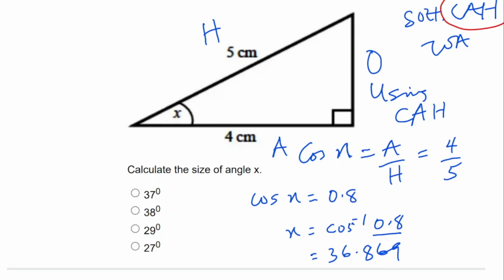So 36.869. But if you look at the answers we have here, we don't have 36.8. We have 37, we have 38. Which means it is approximated to a whole number. So we are going to have 37 degrees. I hope that is clear. So the answer is the first option here.